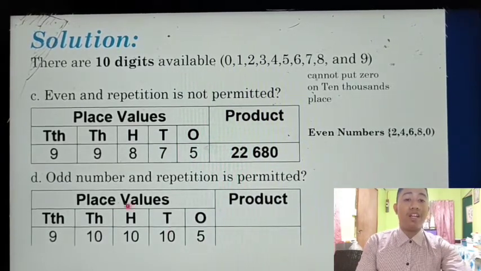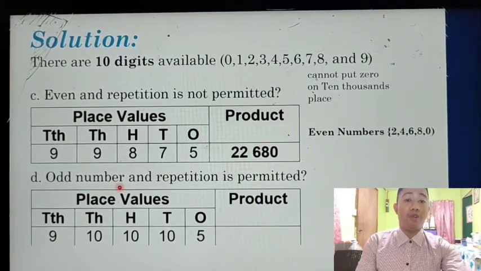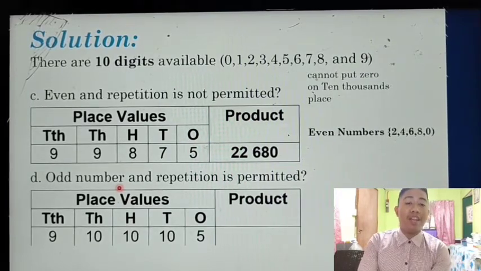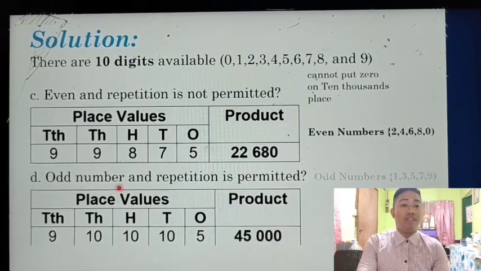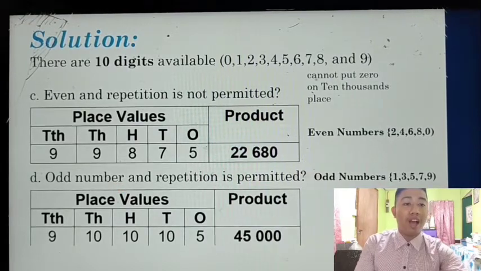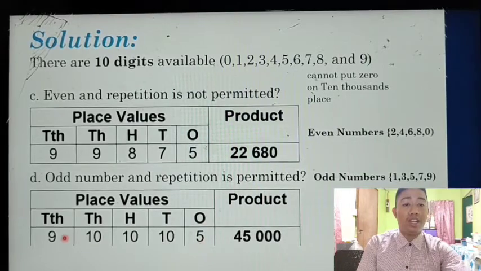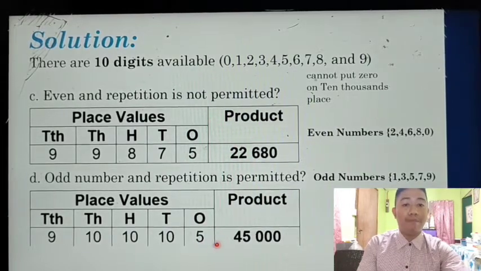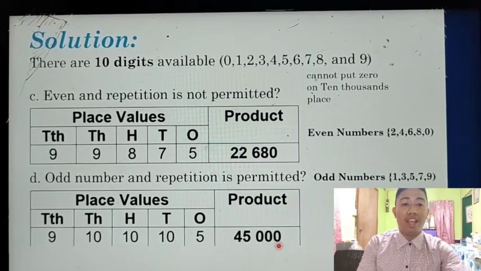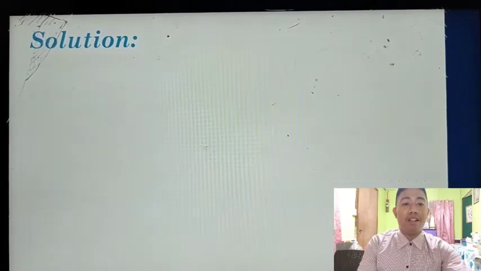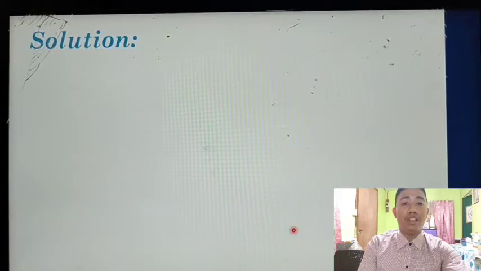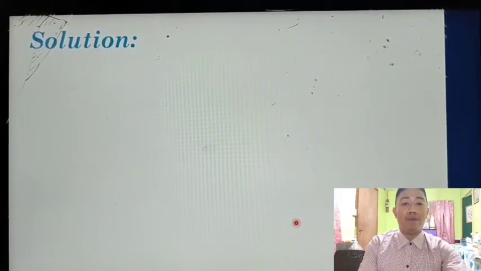We all know that the odd numbers are just the even numbers with 1 added or subtracted, so they end with 1, 3, 5, 7, and 9. So there are only 5 odd digits in all. So we have the product, which is 9 times 10 times 10 times 10 times 5. So we have 45,000. Okay, let us proceed to the last set of problems in the given illustrative example.